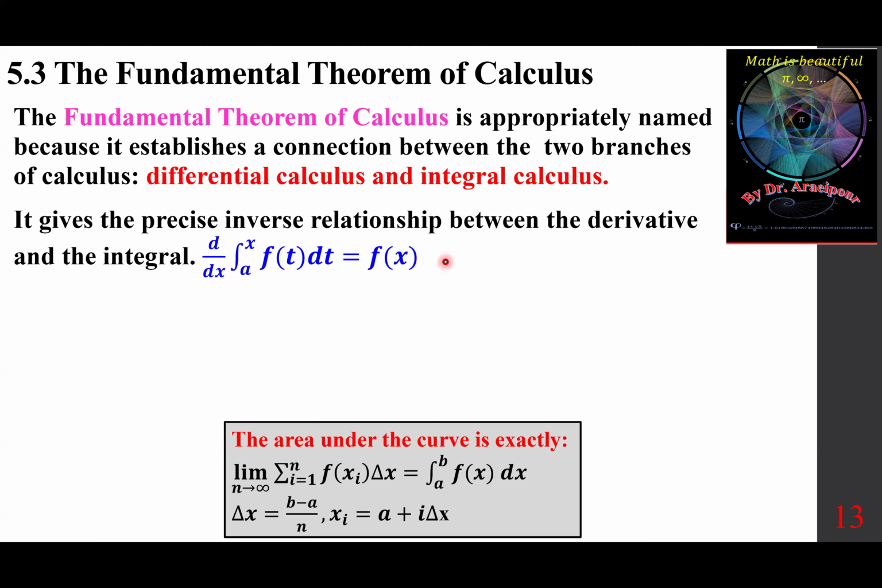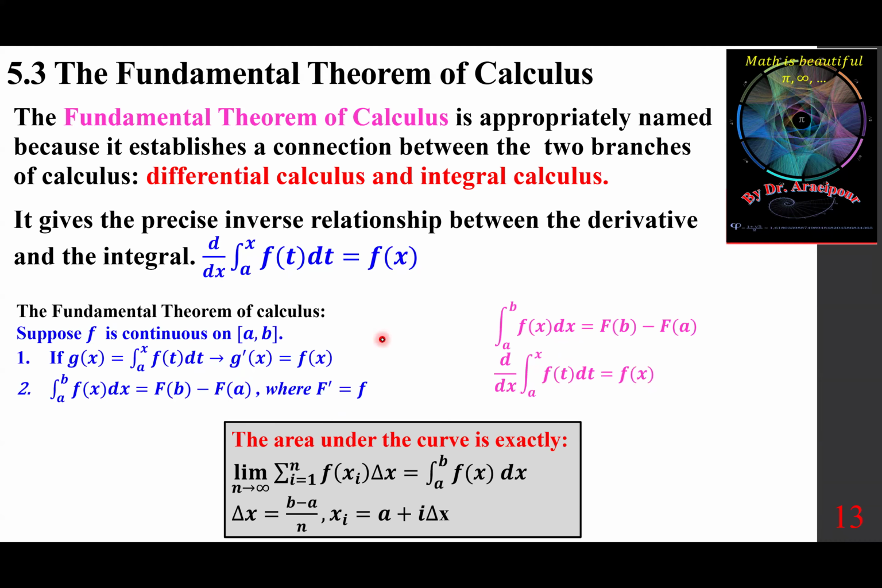In other words, if you integrate some function of t, let's say f of t dt, from some number, any number, doesn't matter what number, up to x, and you differentiate it with respect to x, you get the same function back evaluated at the upper limit, which is the new independent variable.